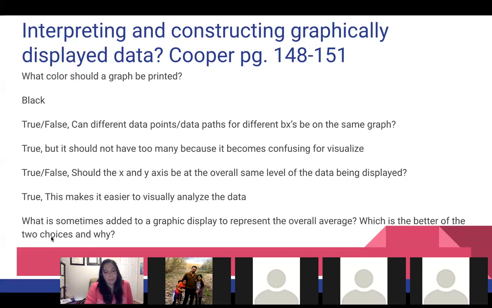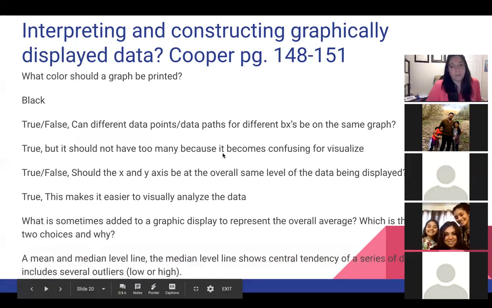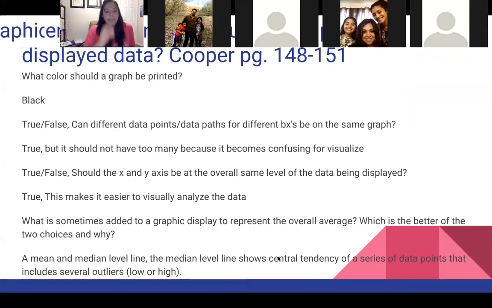Okay, so there are two different types, and one is better than the other. Okay, I'm gonna give it to you guys. We're gonna learn this today, and you're not gonna forget it. It's called a mean level line and a median level line. Of the two, the median level line shows the central tendency, so that one's always going to be the better choice. In order to find a trend, you're going to use that.